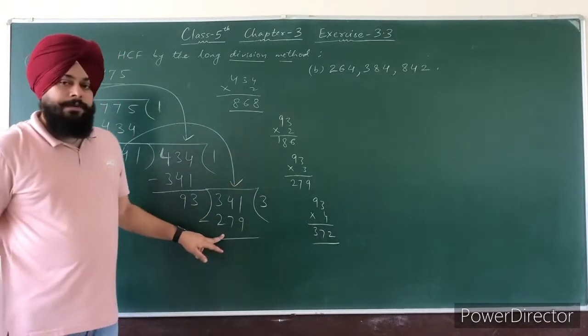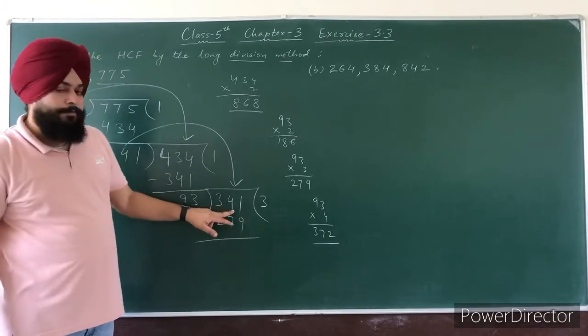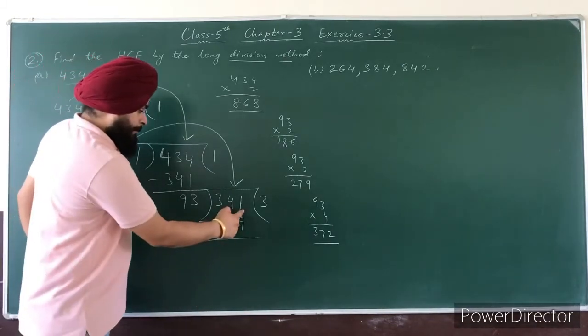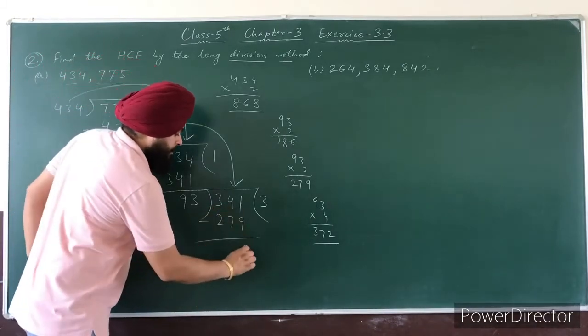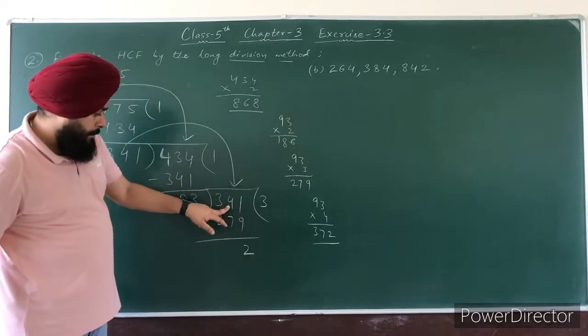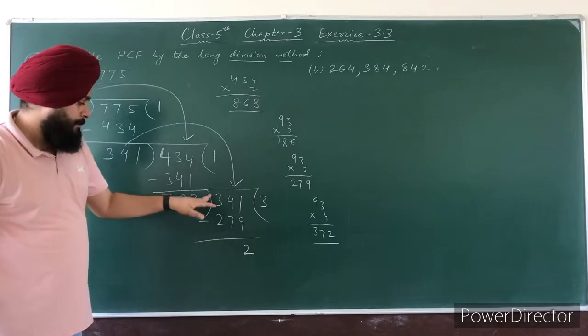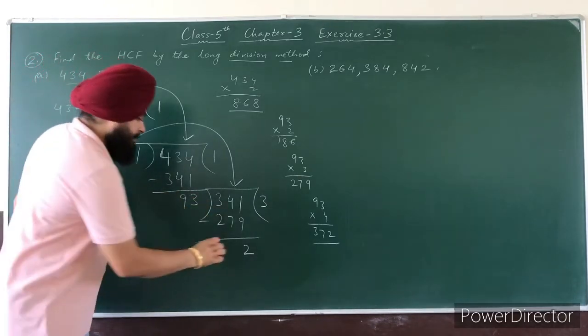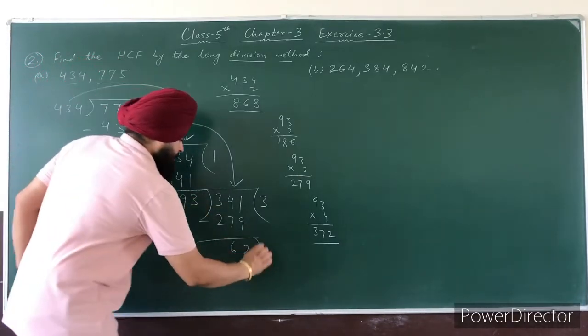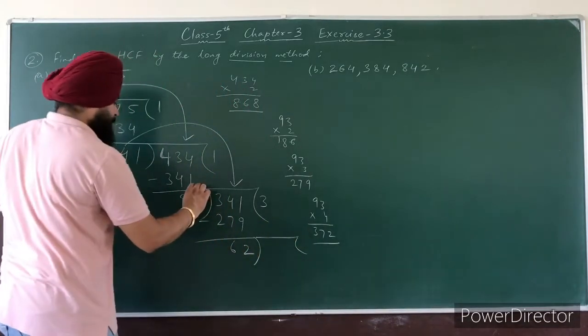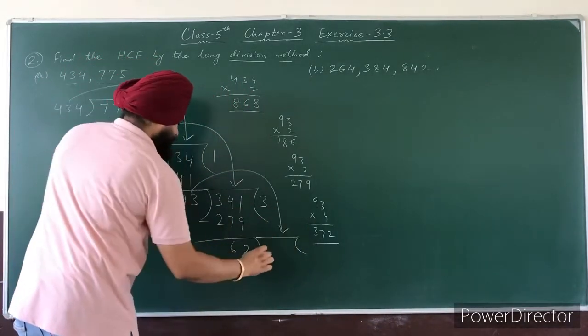Now subtract this 279 from 341. So 1 will take borrow from 4. So 11 minus 9 is 2. Here number 3. So 3 again if you take borrow from the next 3, 13 minus 7 is 6. So again repeat this process. Right, here 93.